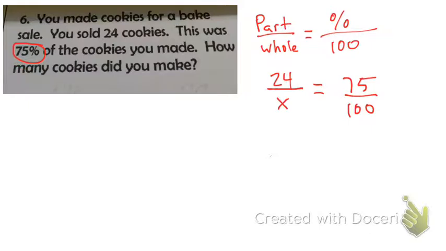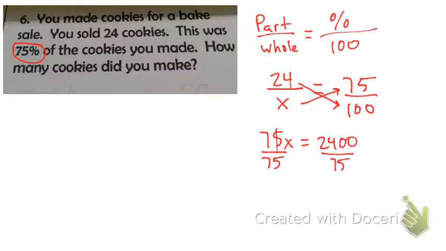Once you set this up, to solve it we simply cross multiply. That's X times 75, or 75 times X, equals 24 times 100, which is 2400. To solve for X, we're going to divide both sides by 75 to get rid of the multiplication. If you do this math correctly, you get 32. So the whole is 32: you made 32 cookies.